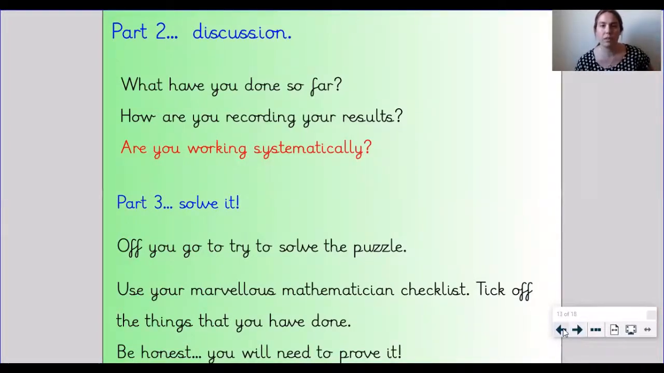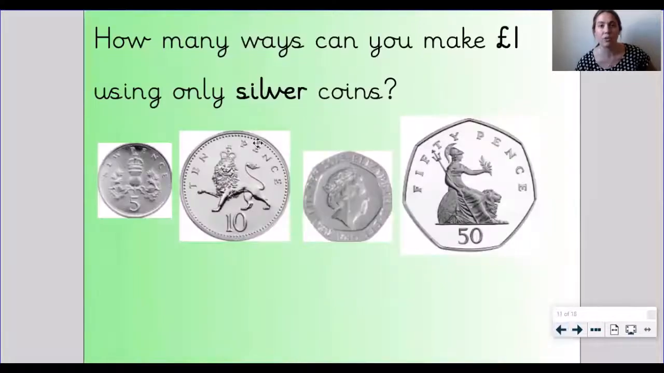I'm going to leave an image of the coins on the website for you, so you can come back to that. And let's see how many different ways we can make £1. Enjoy investigating. I'll speak to you tomorrow.